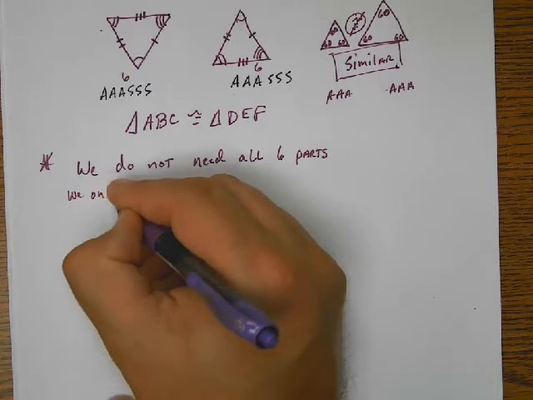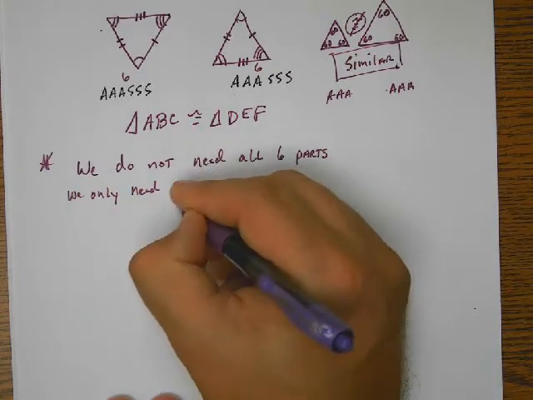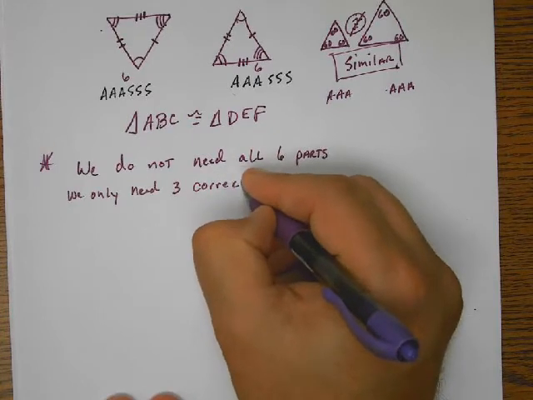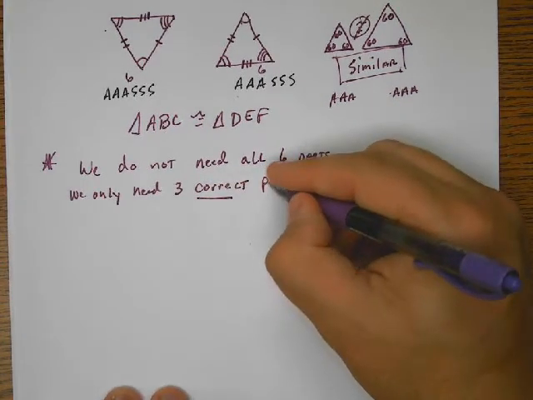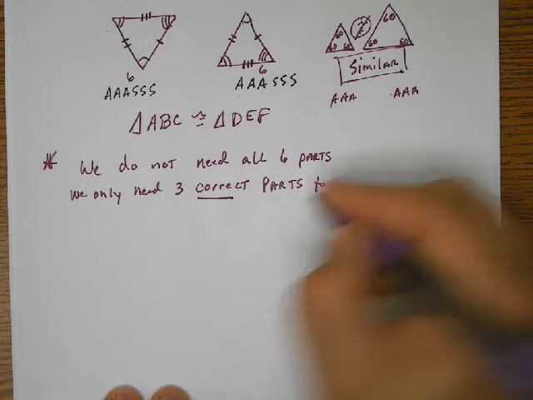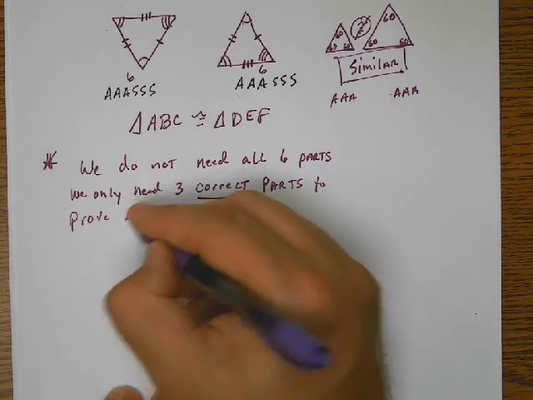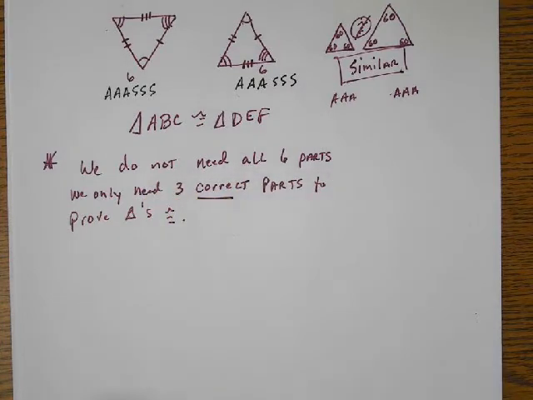We only need 3. Now this is an important word. Correct parts to prove triangles congruent. We do not need all 6 parts anymore. That was just for 5-1. Now we're going to learn there are actually 5 ways to prove triangles congruent only using 3 parts or less. Pretty interesting, I think. More powerful. I don't need to spend all that time finding 6 parts congruent to 6 parts.